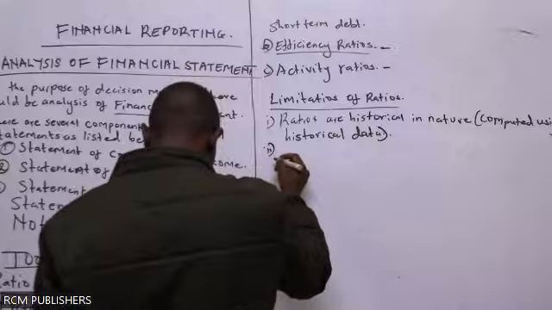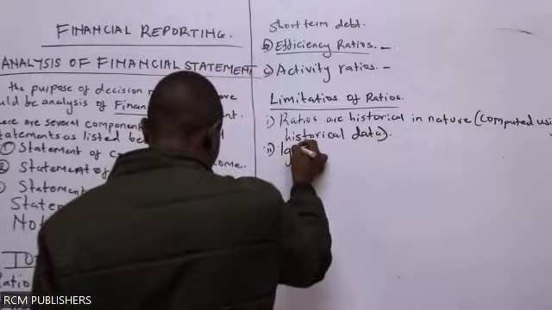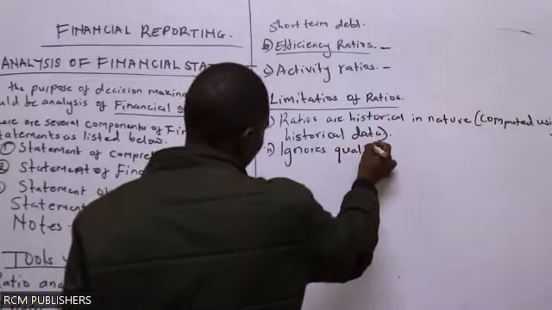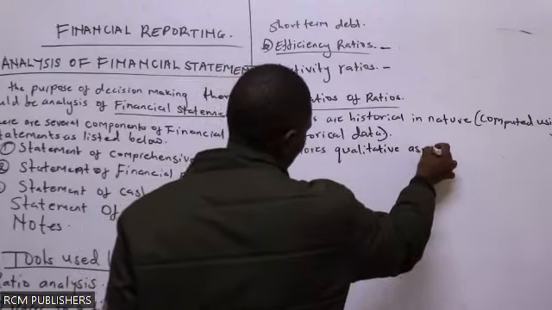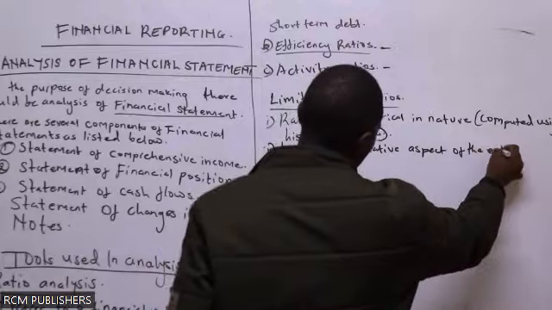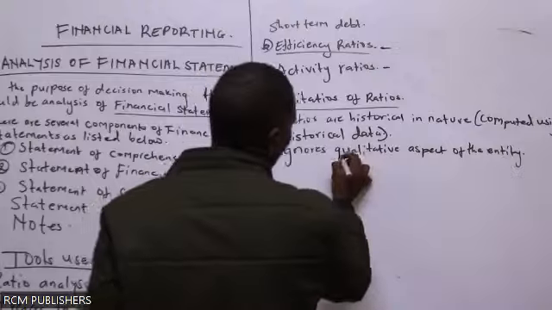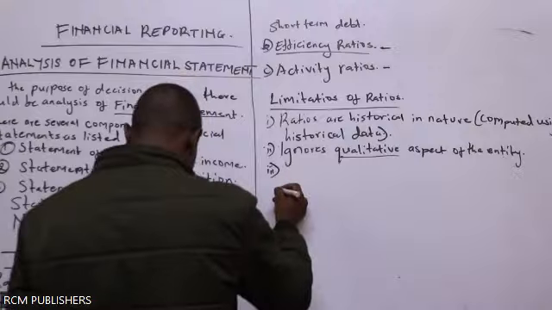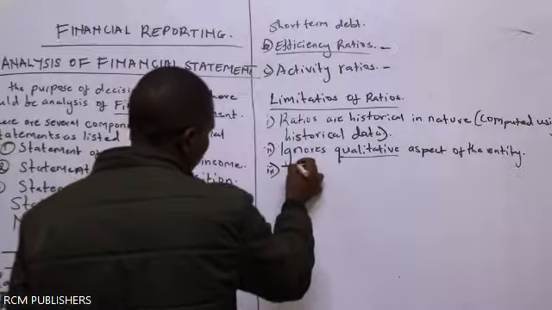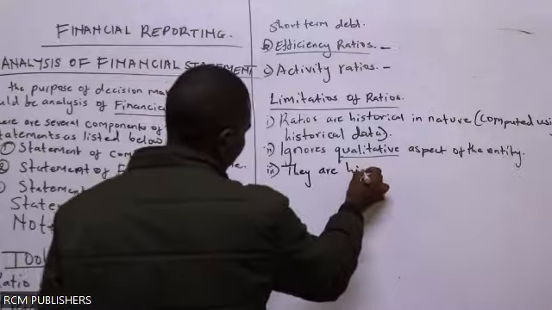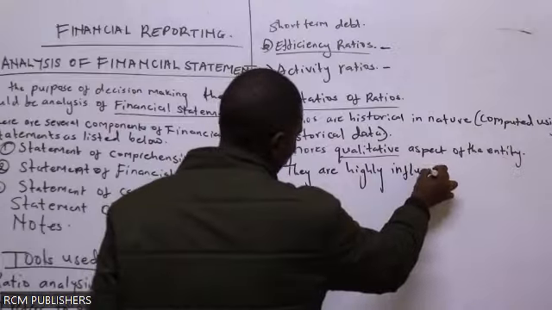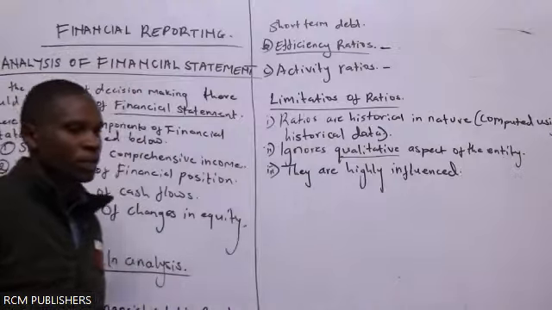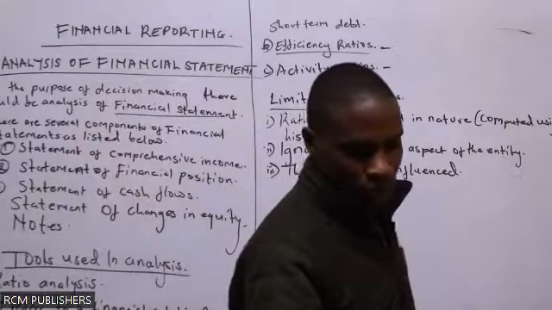Another limitation of ratios is that they ignore the qualitative aspect of the entity. So we shall go with the quantitative. Then ratios are highly influenced.